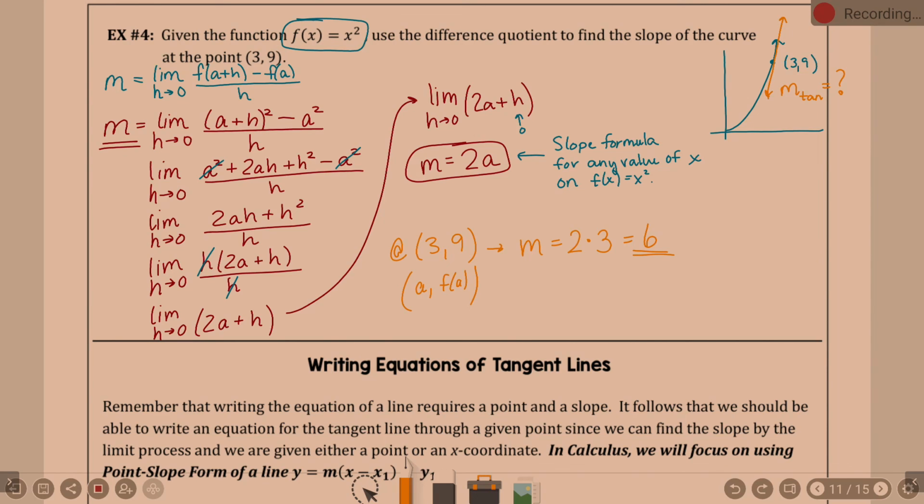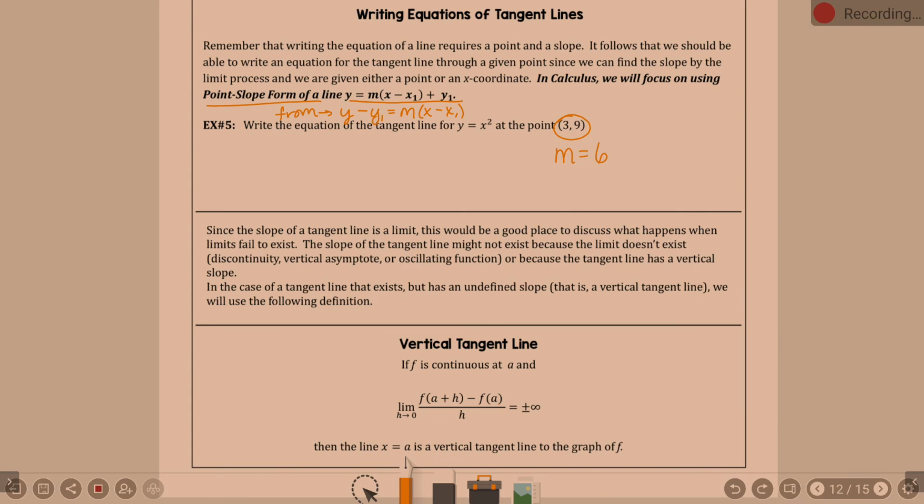Now, we're asked to write the equation of the tangent line for y equals x squared at the point 3, 9. Can we do it? Well, we already have everything. Just write the equation. Okay, let's do it. Y equals 6 x minus 3 plus 9. Whoa. That was all you had to do for that?